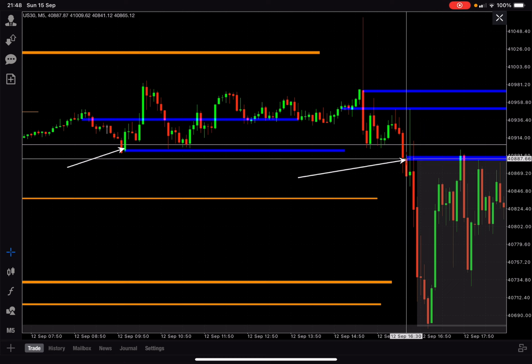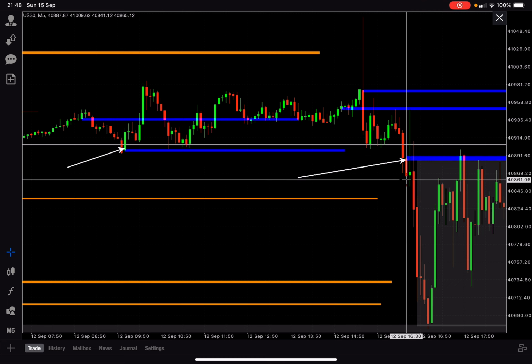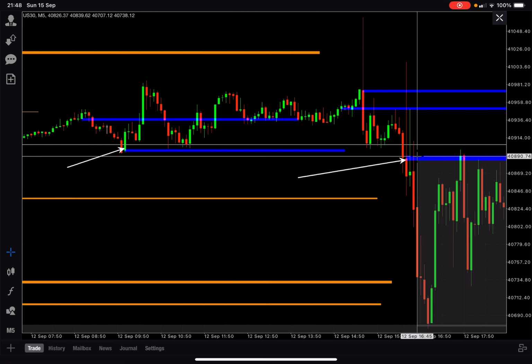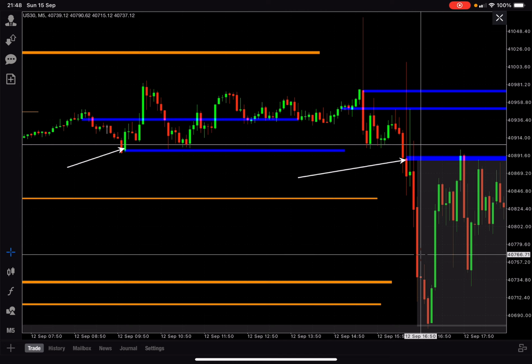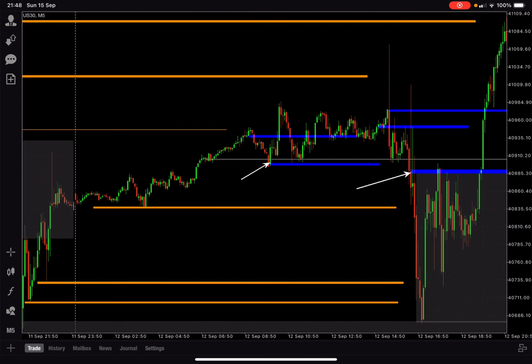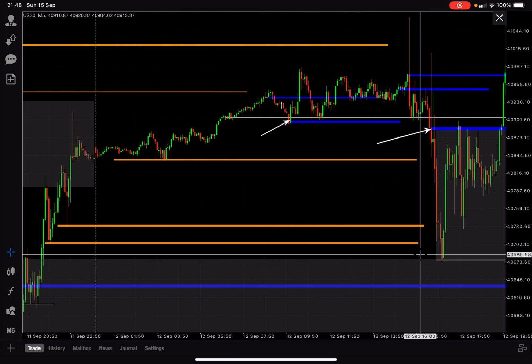Price comes down to the New York opening, you move to break even, and then price starts to push down from there. You can see here, pushes down, retests that, and continues down towards the downside. As price moves down, you move to break even, take partial profits. Now this is the interesting bit.